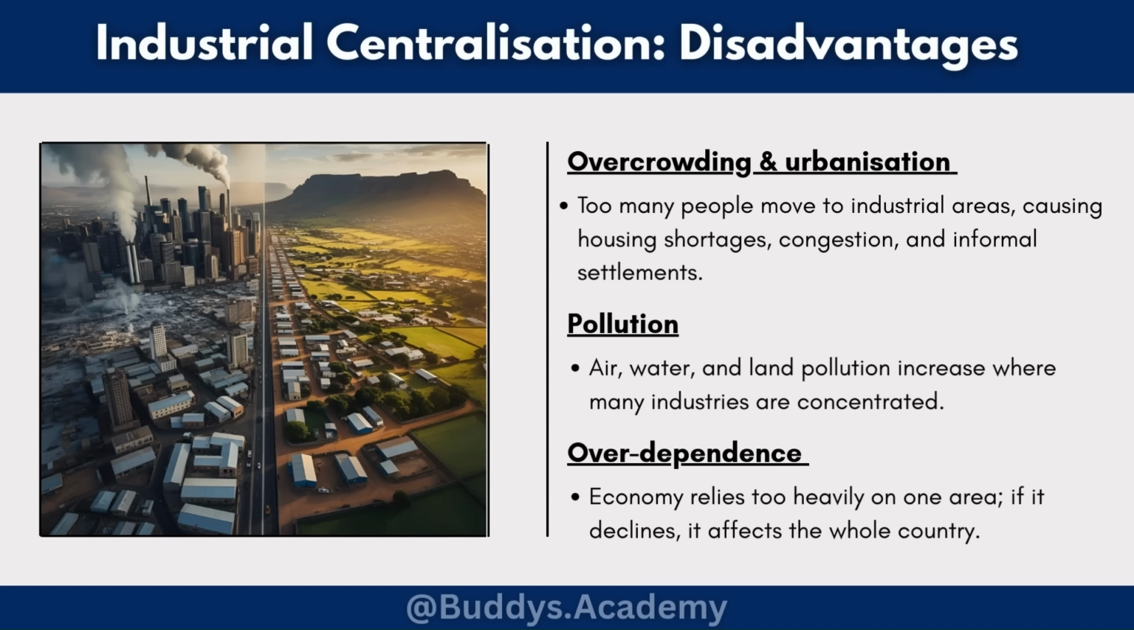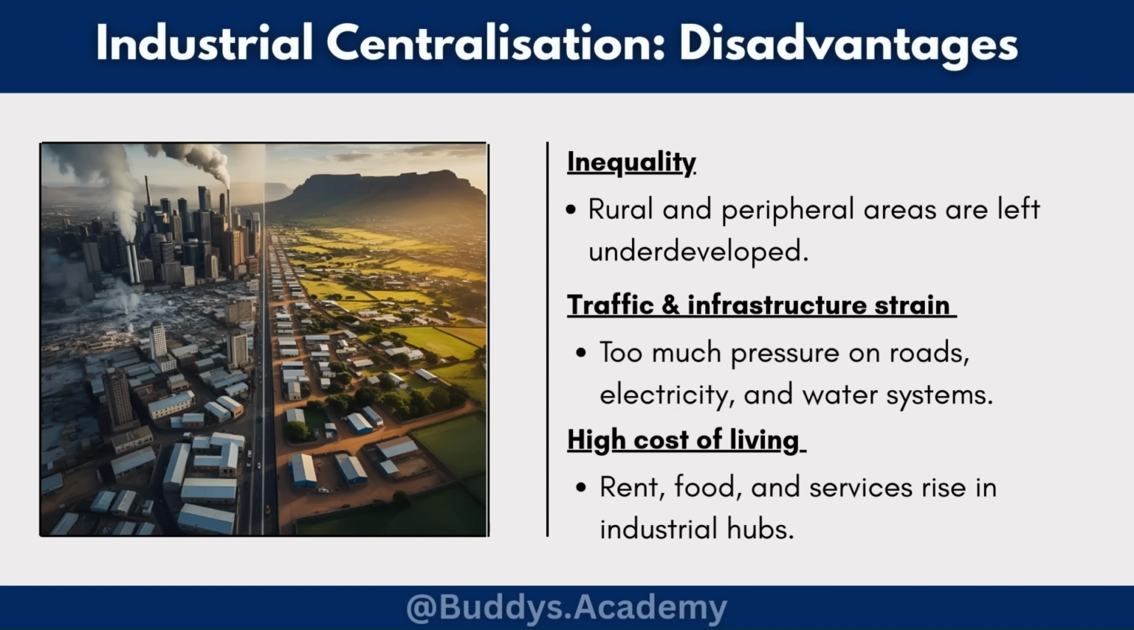Thirdly, you're going to have your overdependence. So the economy relies too heavily on one area. So when the economy is going to rely too heavily on one area, if it is going to decline, it's going to affect the whole country. The fourth disadvantage would be inequality. So rural and peripheral areas are going to be left underdeveloped.